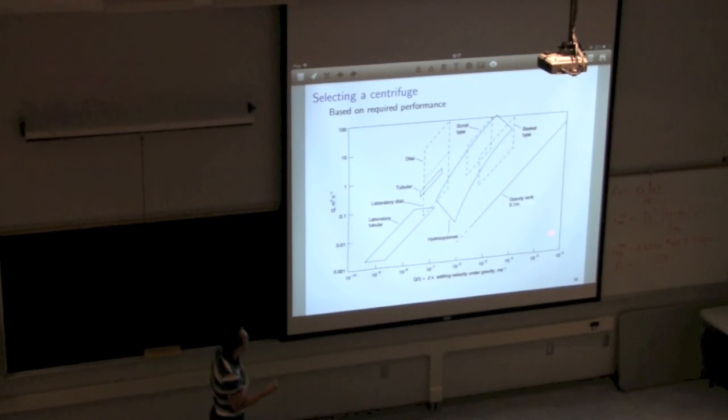But when we're beyond this region, this is when we need to start to consider centrifuges and the various types: disc, bowl, scroll types, and then the laboratory centrifuges.